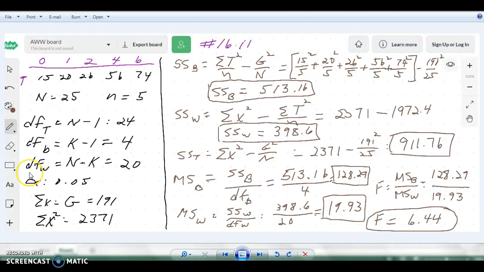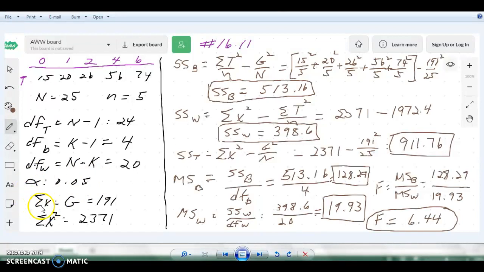The item number 16.11 didn't actually specify a level of significance or a degrees of freedom, but it did reference the item that it came from. I think it was 14.14, and it had an alpha or level of significance of 0.05. So I'm going to stick with that.